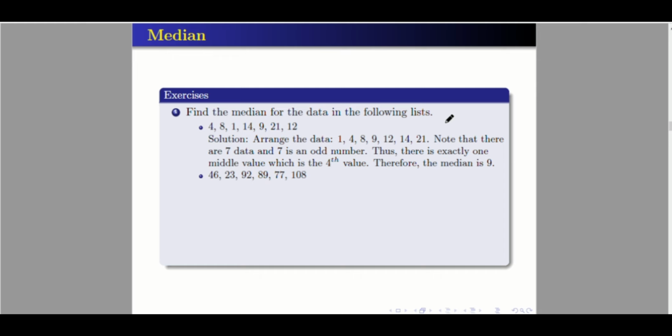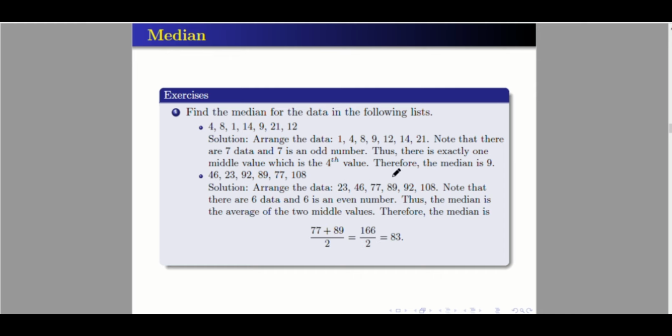Next, you have this. So again, arrange the data. So 1, 2, 3, 4, 5, 6. There are 6 numbers or data. So if this is even, I usually do this. 6 divided by 2 is 3. So the median, therefore, is shared by the third and fourth data. So here, the median is somewhere in between. So we'll get the average of 77 and 89. So 77 plus 89 divided by 2 is 83. Therefore, the median is 83.